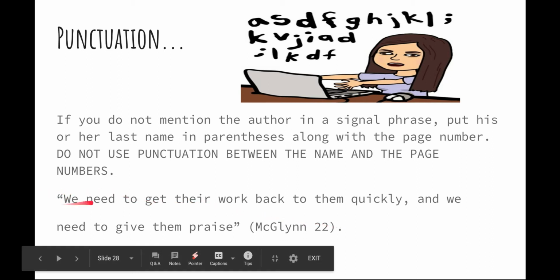So that's exactly what it looks like. Quotation mark there. Do your whole quote. There's your closing quotation mark. And then you have one space. And then there is your in-text documentation: author's name, space, page number, end of the parentheses, period.